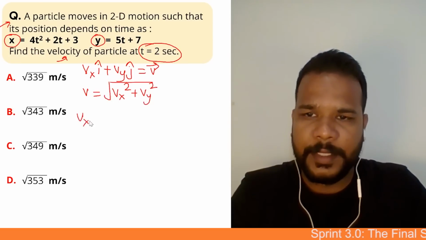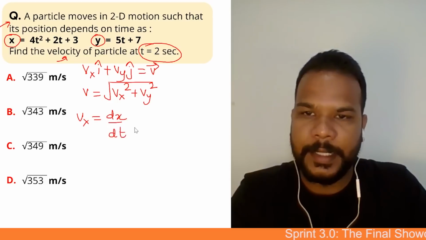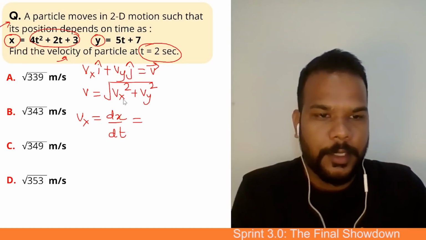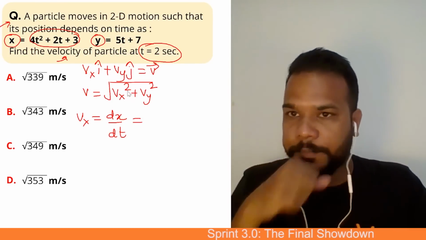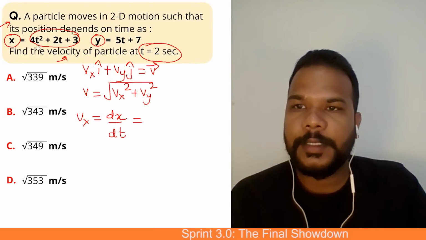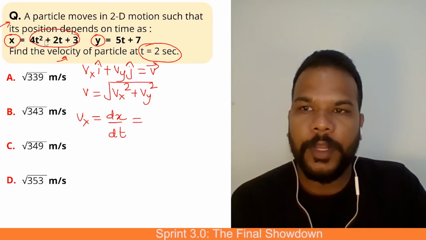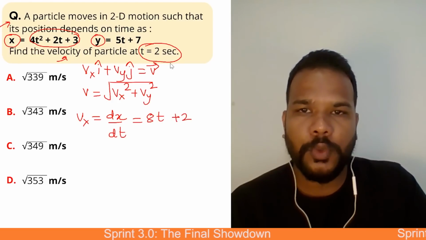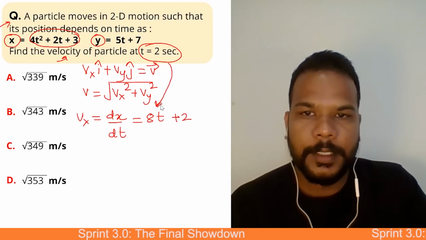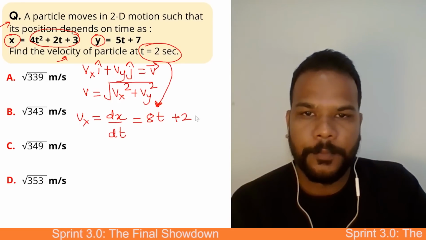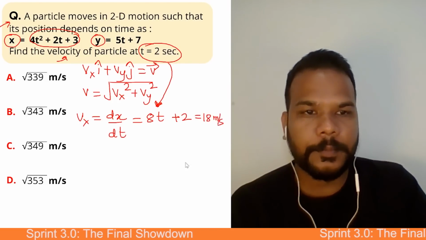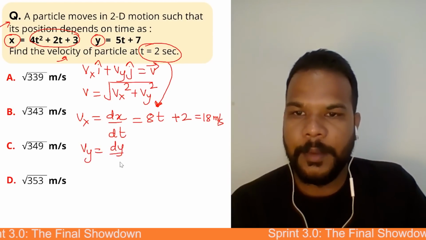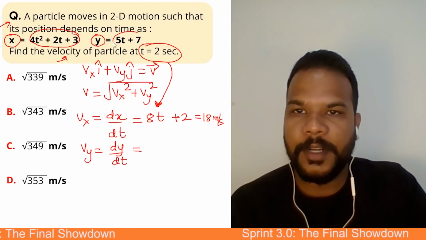So let's find out the value of vx. What is vx? It is nothing but dx by dt. So this equation, we differentiate it. Okay. So when we differentiate 4t square plus 2t plus 3, it will come out to be 8t plus 2, and t equal to 2 seconds is given. So we put t equal to 2 here. That gives me 16 plus 2, that is 18 meters per second. Okay guys. Similarly, vy, that is dy by dt, that value will come out after differentiating this.